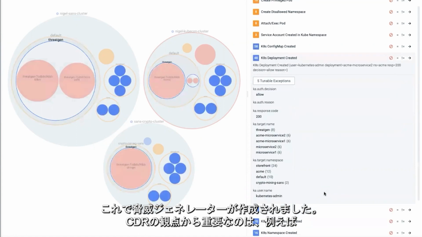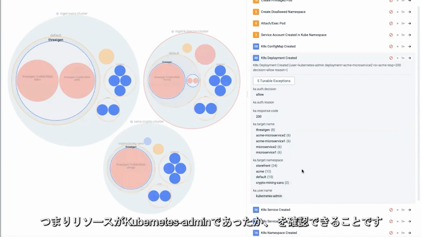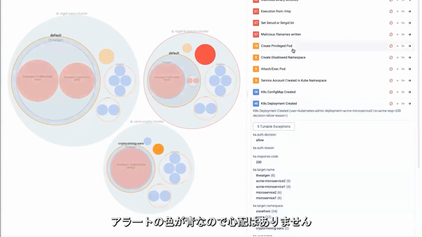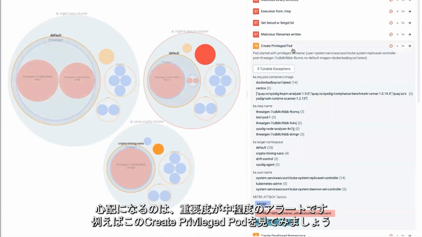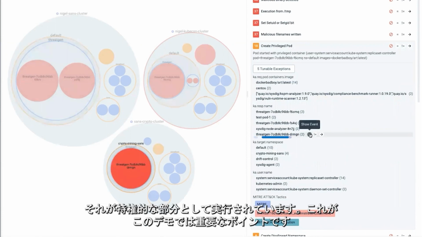What's important from a CDR perspective is that, at a cloud native user level, we can see what Kubernetes user actually created this resource, which was the Kubernetes admin. Nothing malicious about this. It's a blue alert, so it's nothing for us to worry about. Where we start worrying is when we start seeing medium severity alerts, things like privileged pod created. There are a bunch of different privileged pods I created in my environment, but you can see a running trend here. Threat gen is the pod that's running as the privileged pod, so that's what we're going to focus on throughout this demo.